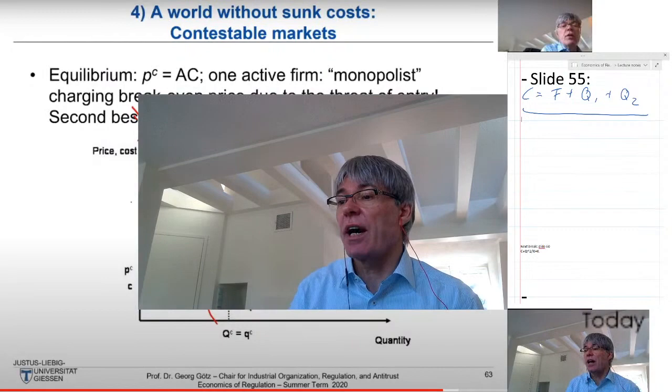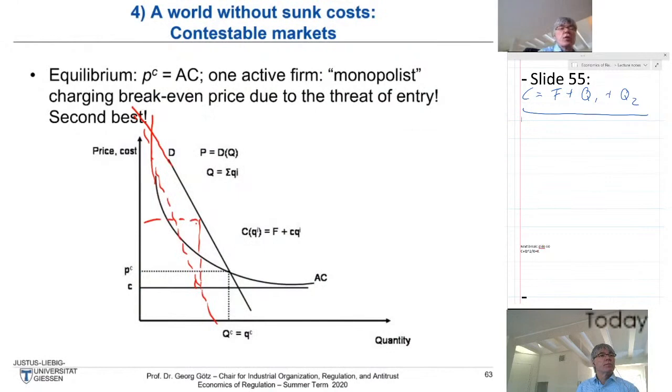This would be the monopoly price, PM. And now, why is that not an equilibrium if we have contestable markets? Clearly, because if Lufthansa charges a monopoly price, Ryanair would just jump in, slightly undercut Lufthansa, and take all the business. Lufthansa, knowing that, would have to reduce the price.